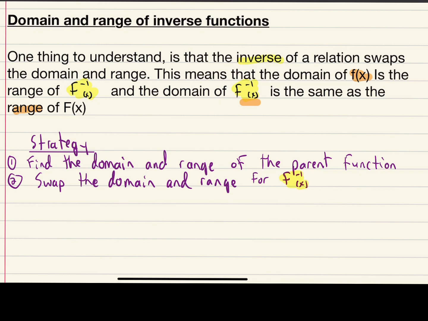So the strategy in order to get the domain and range of the inverse is, first, you're going to get the domain and range of the parent function, otherwise known as f(x). Then we're going to swap the domain and range for f^-1(x), or the inverse function. So whatever the domain was of the parent function will now become the range of the inverse, and whatever was the range will become the domain of the inverse. Let's look at an example and see how this works.